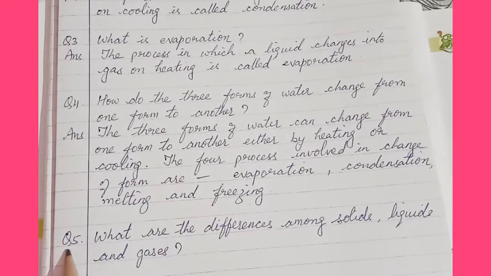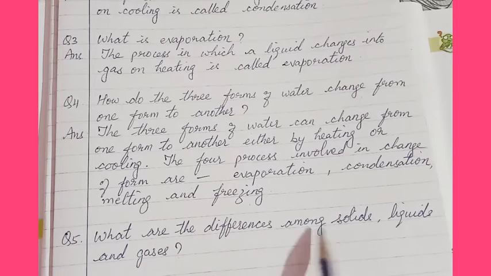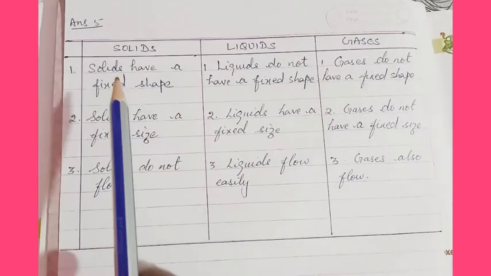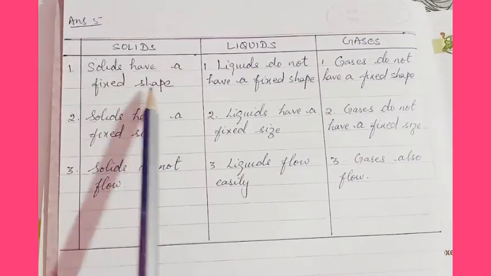Now next question is question number 5. What are the differences among solids, liquids and gases? Answer, solids have a fixed shape.